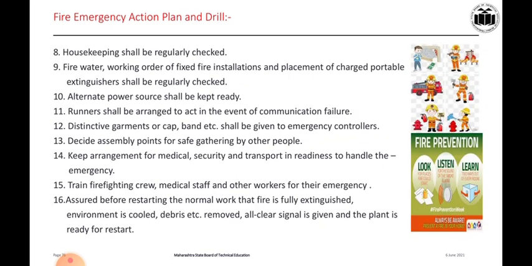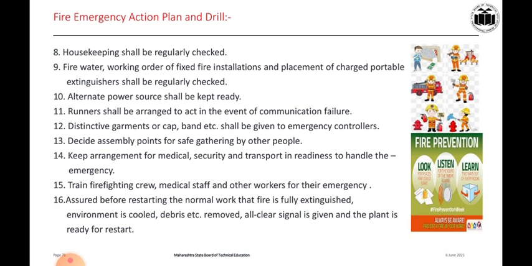Then fire emergency action plan and drill. Housekeeping shall be regularly checked. Fire water, working order of a fixed fire installation and placement of a charged portable extinguisher shall be regularly checked. Alternate power source shall be kept ready. Runner shall be arranged to act in the event of communication failure.